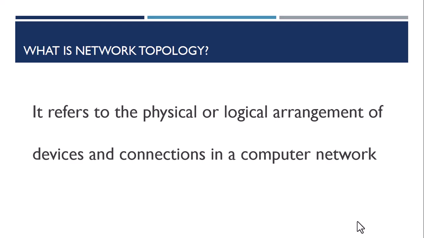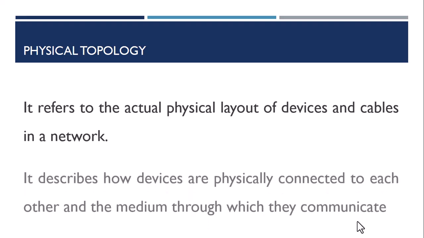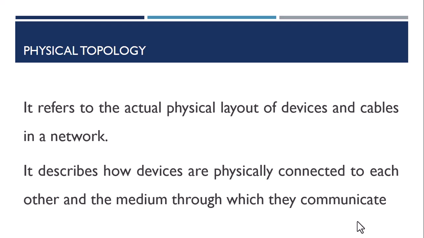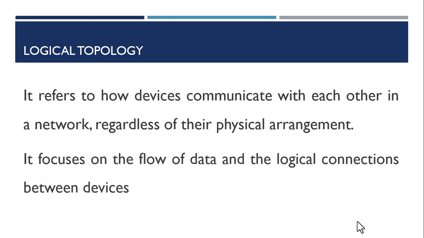Think of a network topology as the blueprint of a building. Now let's take a look at the physical topology and the logical topology of a network. Physical topology is the actual layout of cables and devices in a network. Logical topology is how data travels through the network. For instance, in your home, the physical topology is where your router, computer, and smart devices are placed, while the logical topology is how data moves between these devices.